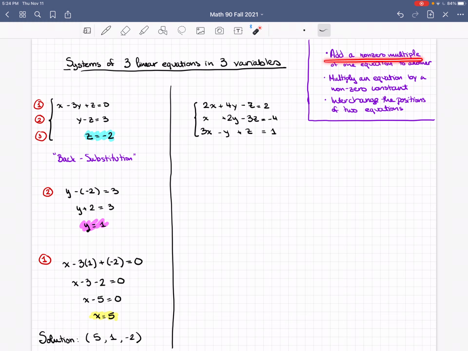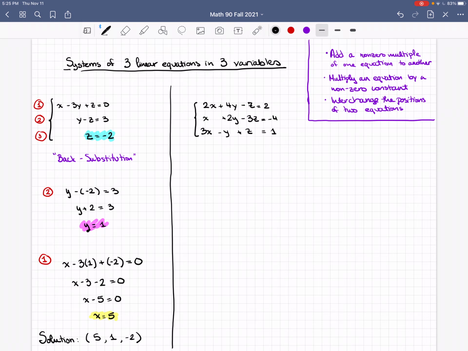Add a non-zero multiple of one equation to another. So that's very similar to what we did with the elimination method with 2x2 systems. Multiply an equation by a non-zero constant. So these two kind of go together. And interestingly, interchange the positions of 2 equations. So you'll see how this third one can be really handy in the next example that we do.